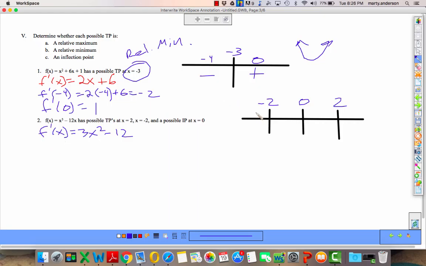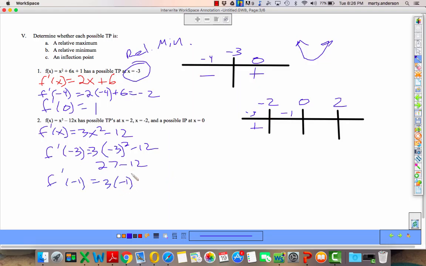Second thing I'm going to do is put in negative 3, f prime of negative 3, which is 3 times negative 3 squared minus 12, which is 3 times 9, 27 minus 12. Clearly it's positive. Next, put in a negative 1, f prime of negative 1.